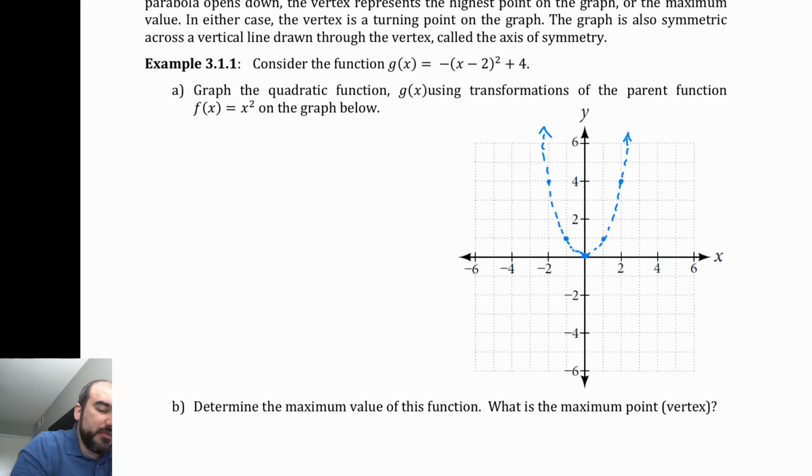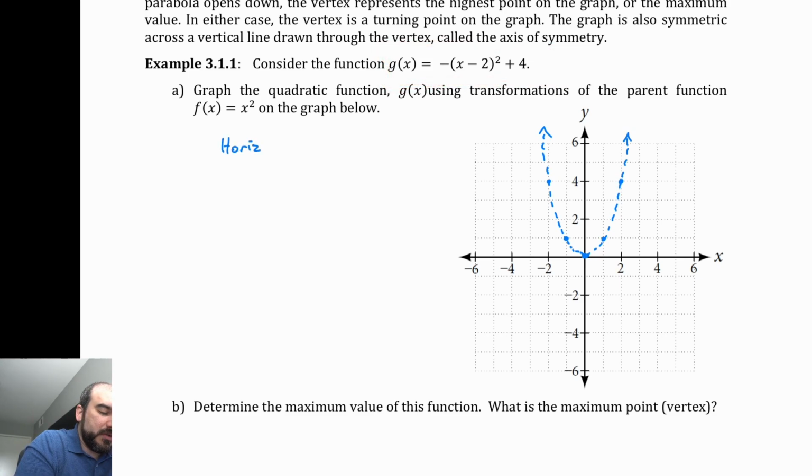And then if you guys remember our transformations section, we can talk about what each one of those things do to the parent function, right? So the square is coming from the parent function. Everything else, the negative outside the parenthesis, the -2 in the parenthesis, the +4 outside the parenthesis, those are going to do things to our graph to transform it.